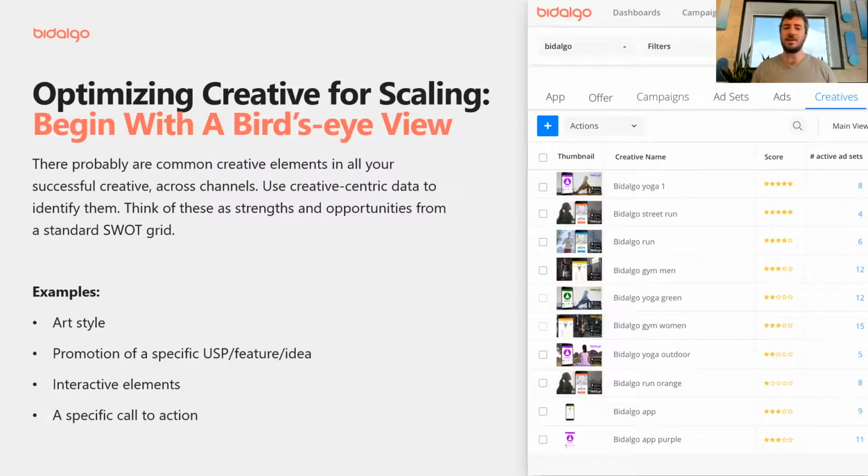And we usually think about this as somewhat of a SWOT framework, where we're looking at strengths, weaknesses, opportunities, and threats. What's important to you is going to differ for each app in each different industry. It could be things like the art style. Are we talking about cartoonish or animation compared to real people? It could be different characters. It could be different features, a specific USP, or a share function or a group function, a specific call to action. When your brand name is mentioned, is it in the first 5 seconds or the last 5 seconds? These are all different things that you want to be able to track and analyze across your different channels.